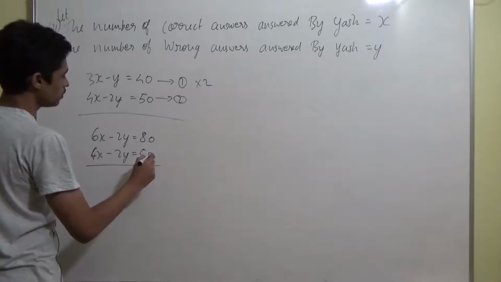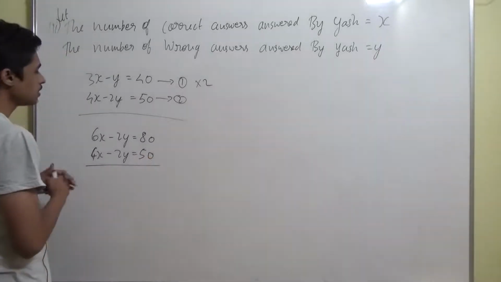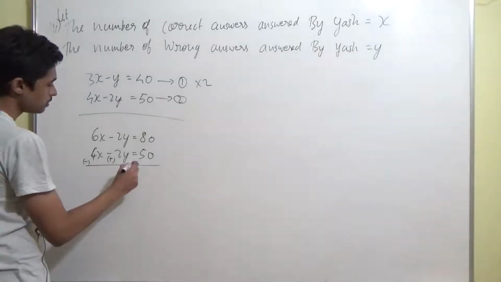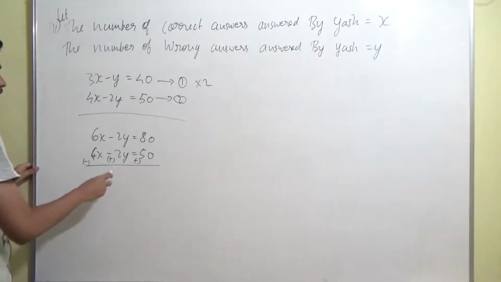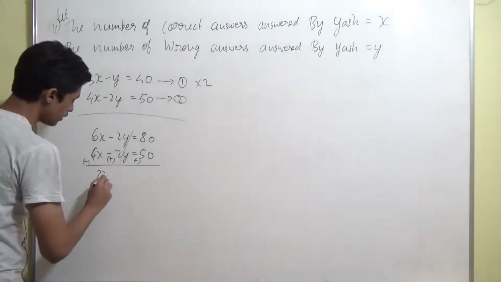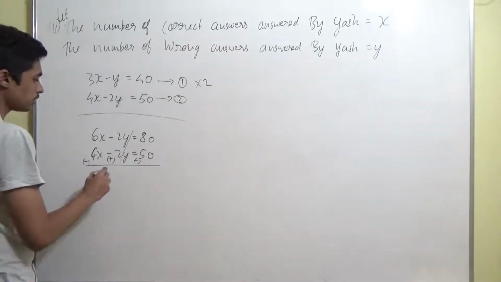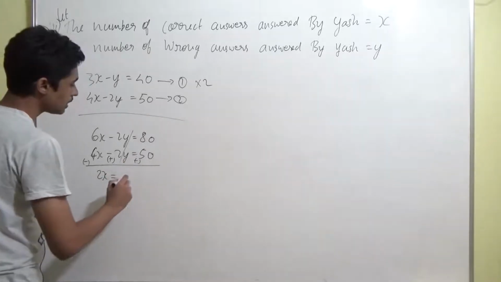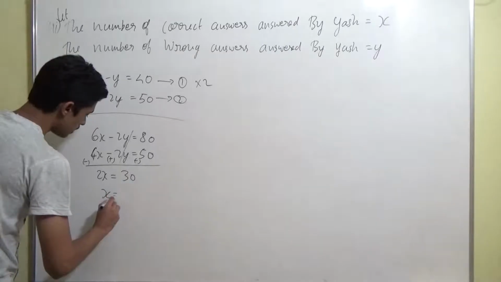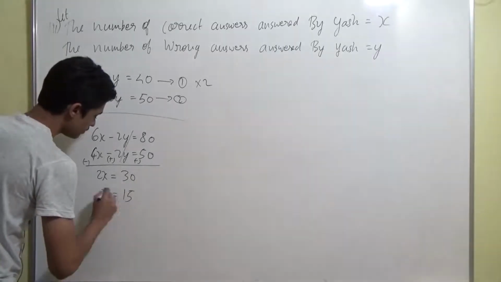Now we'll do the subtraction, that is plus becomes minus, minus becomes plus. So minus 2y and plus 2y will get cancelled. Here 6x minus 4x becomes equal to 2x. Here 80 minus 50 becomes equal to 30. Then x will become equal to 30 by 2, that is 15.